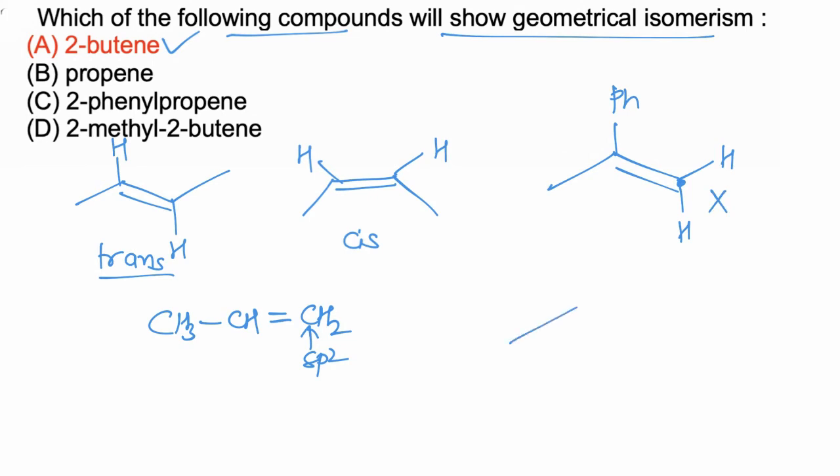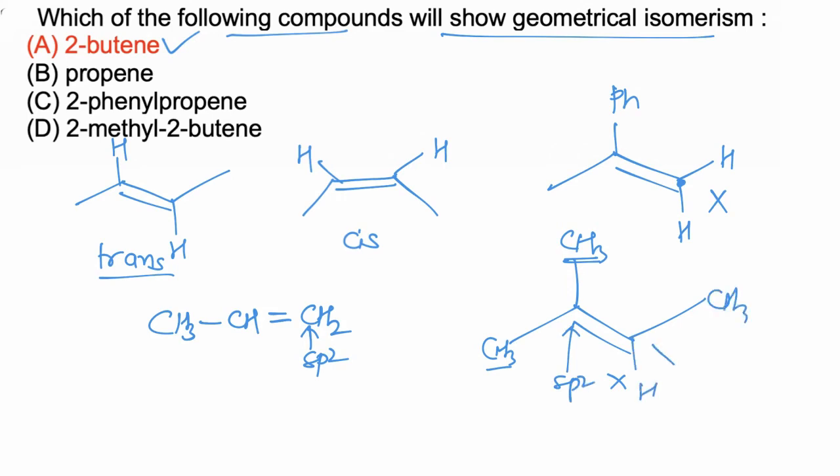Now 2-methyl-2-butene, this molecule will also not show geometrical isomerism because these two groups attached with sp2 hybridized carbon are identical, while at this carbon atoms are different. But to show geometrical isomerism, both sp2 hybridized carbon must have individually different unit, and hence correct answer is A. Rest molecule will not show geometrical isomerism.